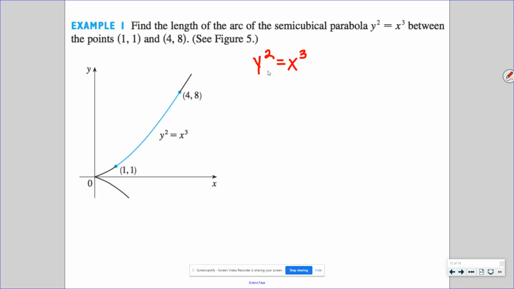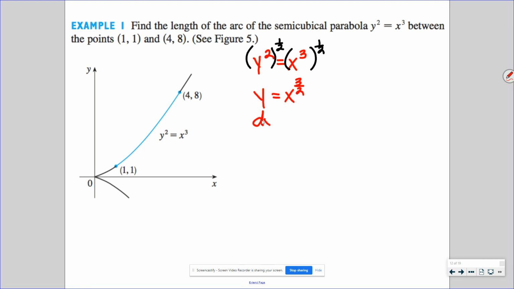Now, in order to find dy/dx, I'm going to have to get y alone. So I think the way that I want to do this, I don't want to mess anything up, I think what I want to do is raise each side of the problem to the 1/2 power. Okay, so if I raise the left side to the 1/2 power, that means I would multiply my exponents, which would just give me y. And then on the right side, 3 times 1/2 would be 3/2. So that's going to give me a y equals kind of setup.